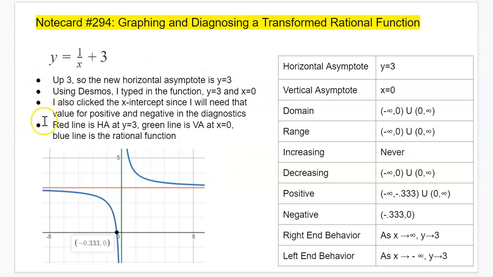And these bullet points are my thinking process and what I did. So I knew I had a new horizontal asymptote. I used Desmos, and I typed in the new equation of that horizontal asymptote. I didn't move left or right any, so my vertical asymptote stayed the same at x equals 0. And then I also, after I typed it in Desmos, I clicked the x-intercept because I'm going to need that for the positive and negative diagnostics.